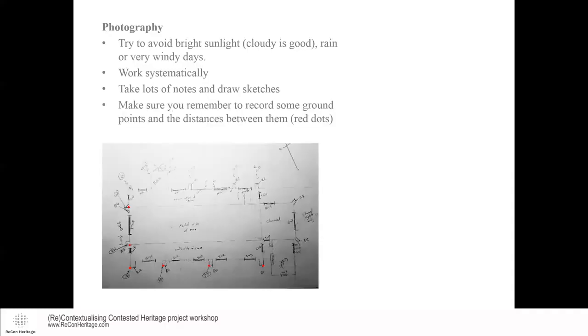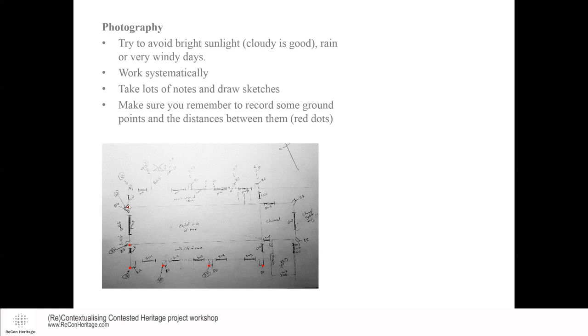Make sure you remember to record some ground points and the distances between them. They're the red dots on my sketch here. So the sketch doesn't have to be anything special. It can be very basic, as you can see mine is. But I've marked on mine the shape of the church. I've got the buttresses at the side because they're useful points to recognize in the images. And I've also made a note of where all the windows and the doors are, just because they're useful things to be able to refer back to.